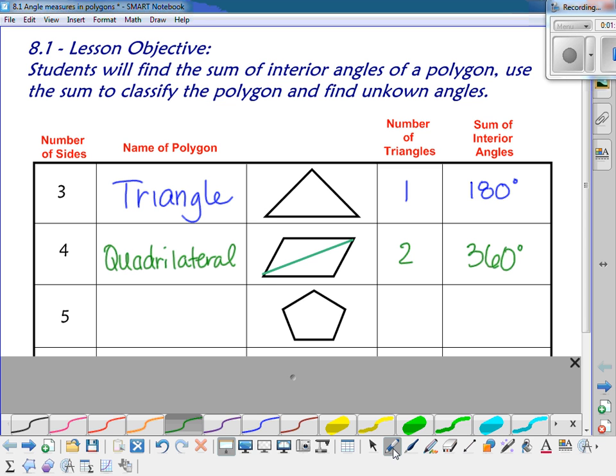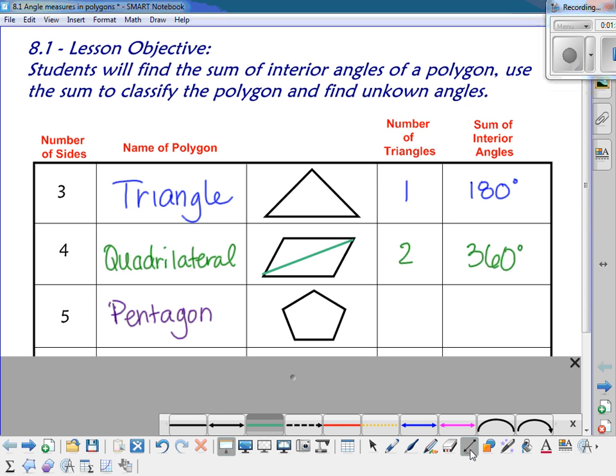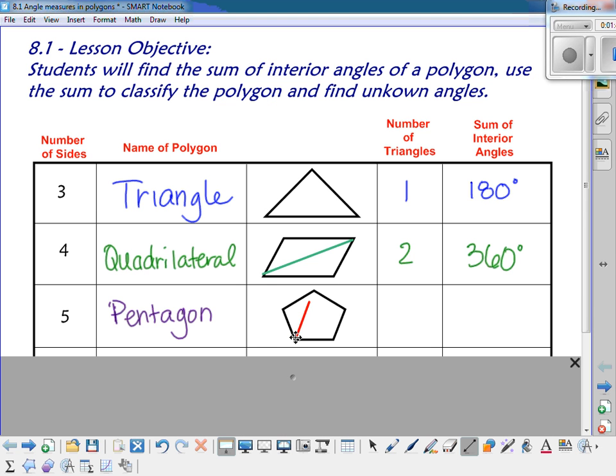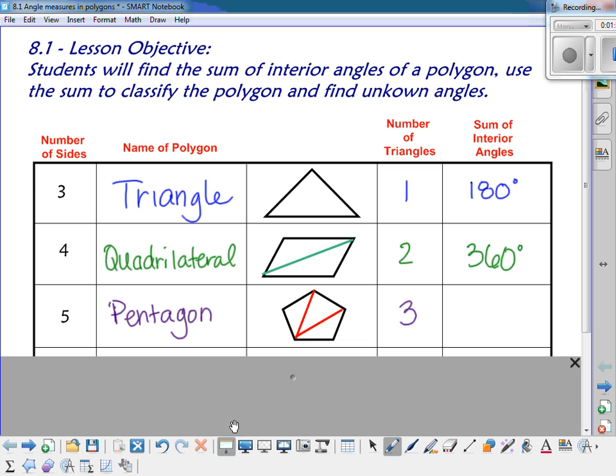If a polygon has 5 sides, it's called a pentagon. So again, if I draw lines from one of the vertices, now I have 3 triangles, and 3 times 180 is 540 degrees.